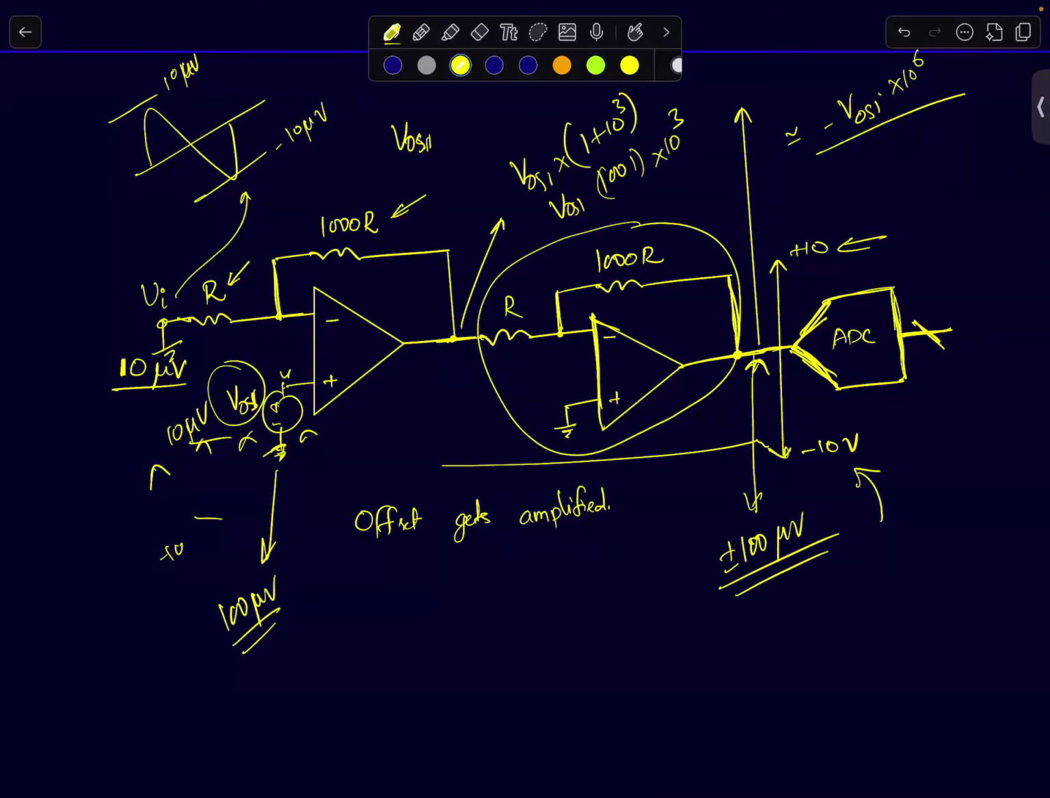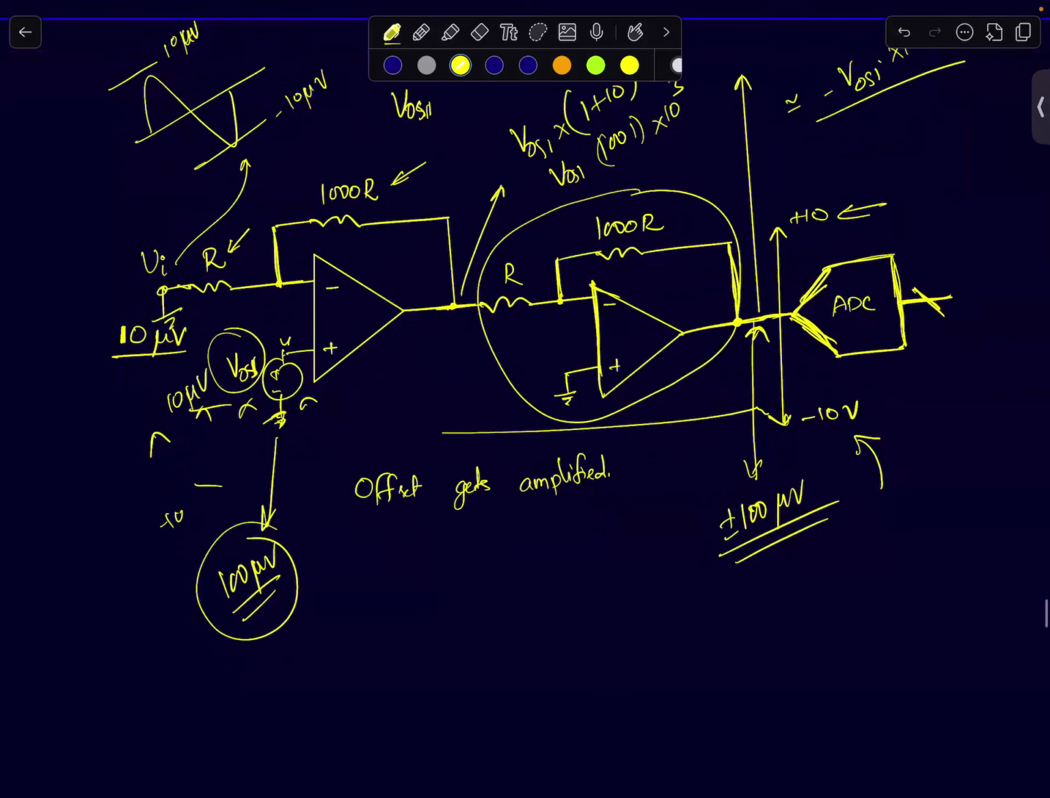As I said, it will be a distribution. Some op-amps may have higher than 100 microvolts. Some might have lower than that. That's a distribution. But we'll take some 3 sigma value and say that, okay, this is going to be the rough offset.